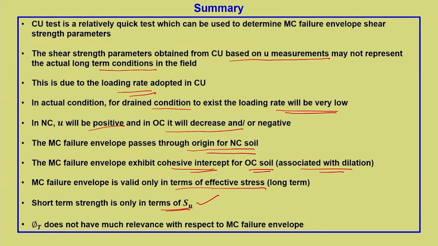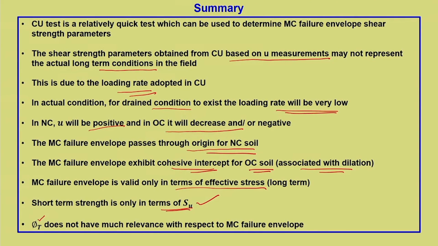Probably you will hear this statement once more when we discuss the next interpretation, which is phi d, because I understand that it is very important to get clearly into your mind that in the undrained condition, the strength is mostly in terms of Su. Phi t, that is the total strength parameter which you obtain from the total stress, does not have much relevance with respect to the Mohr-Coulomb failure envelope. Okay. So, that is all for the interpretation of the consolidated undrained test. We will see the interpretation of the consolidated drained test in the next lecture.